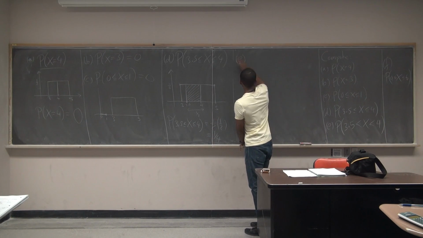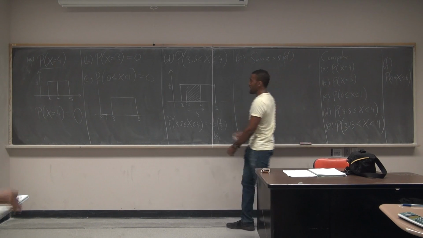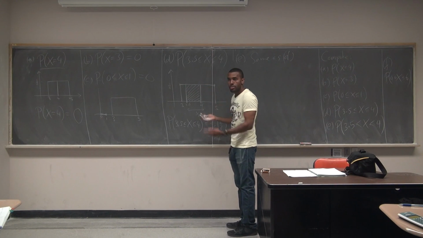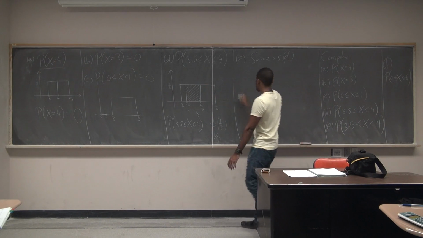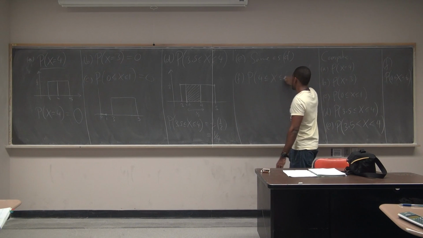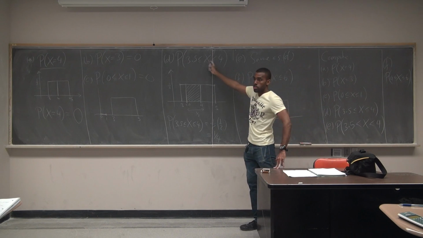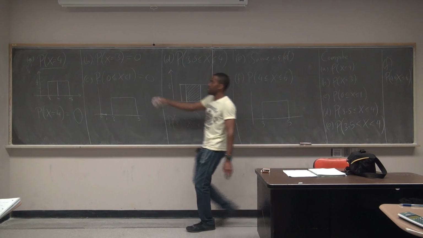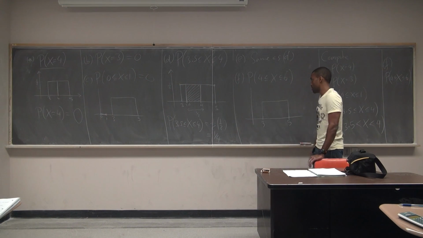Yeah, for E, again, it's the same as D, right? Because if you're looking at area, the lines at the ends have no area to them. There's no thickness to a line. What about F? What's the probability that X is between 4 and 6? Wait, we're in E. Same as D, because the endpoints don't matter. Remember, whether I'm including them or not doesn't matter, because the probability of any particular number is 0. So whether I include the endpoints or not, irrelevant.